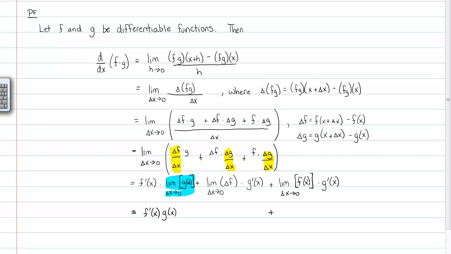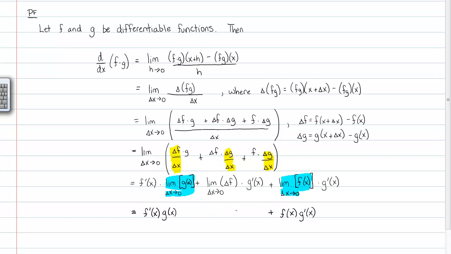Likewise, at the end, f of x here does not depend upon delta x either. It just depends upon x. So again, the limit as delta x approaches 0 of f of x is just going to be f of x. And this will be times g prime of x.